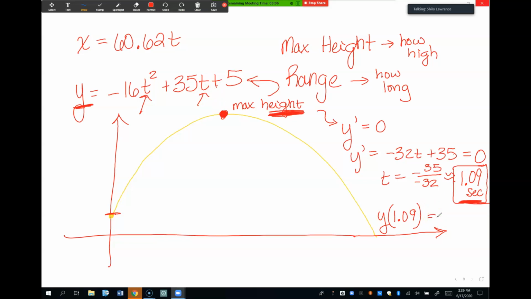Hold on, I'm going to type it in my calculator. Yeah, you plug it back into the original, right? Just the y part of it, yeah. Okay. And I get about 24 feet, 24.1. It's not very high.